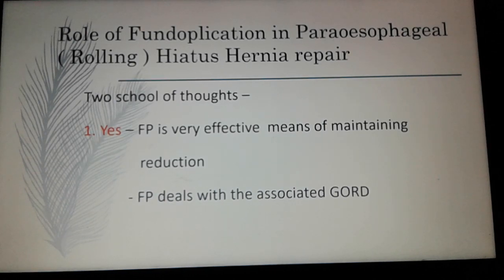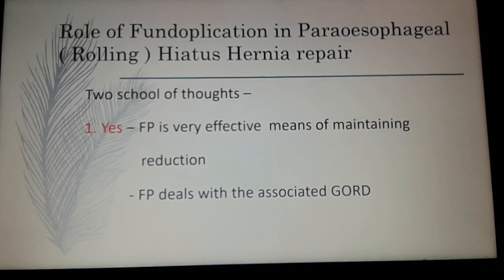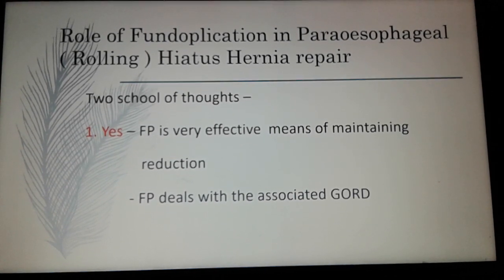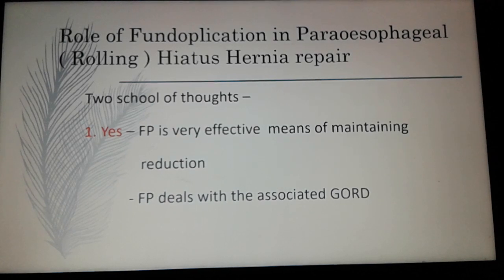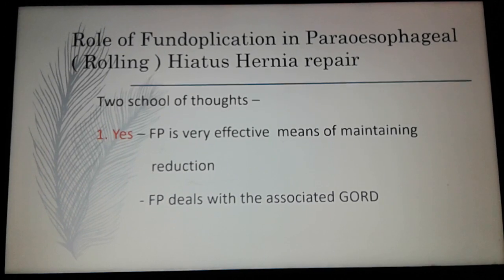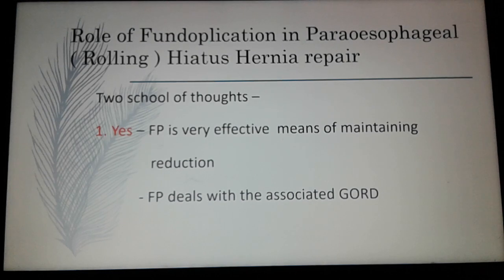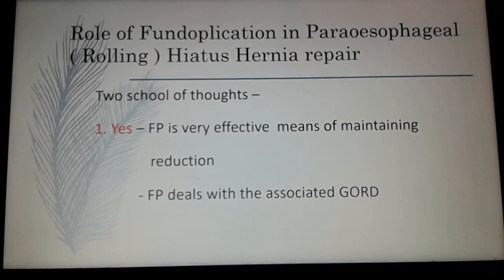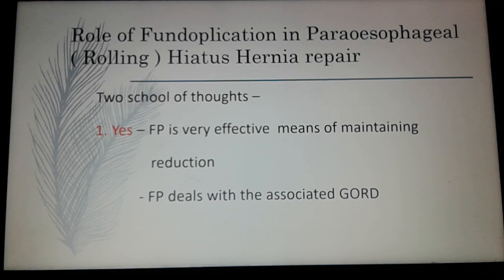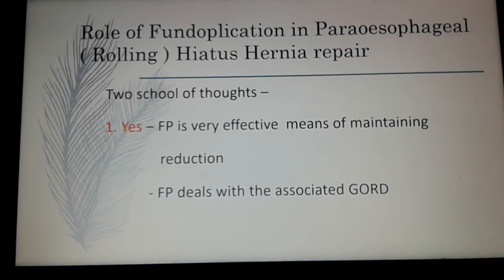Now, for retaining the stomach inside the abdomen, as a part of this hiatus hernia repair for the rolling type paraesophageal hernia, one of the important procedures is fundoplication, what we have discussed in gastroesophageal reflux disease. If you want, you can go back to that gastroesophageal reflux disease section for fundoplication. Now, there are two schools of thought in the management of hiatus hernia, especially for fundoplication. One is saying yes, we should go for fundoplication.